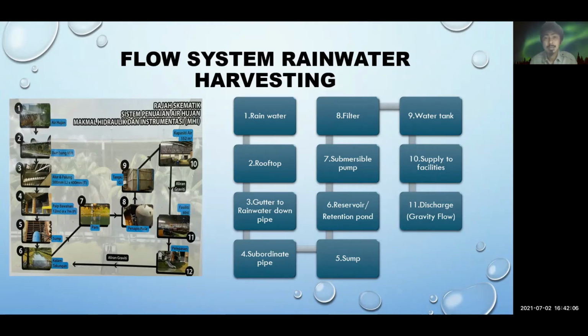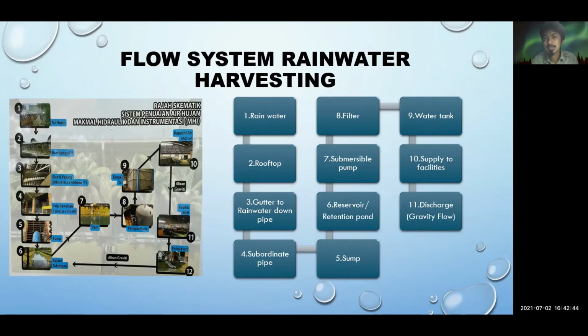So for the urban area, we can see here the rainwater goes to the rooftop. Actually, in the urban area, we can say the roof of a surrounding building becomes the catchment area, because from the building roof, the water goes down through the rainwater down pipe, to the subordinate pipe, and then goes to the filter.